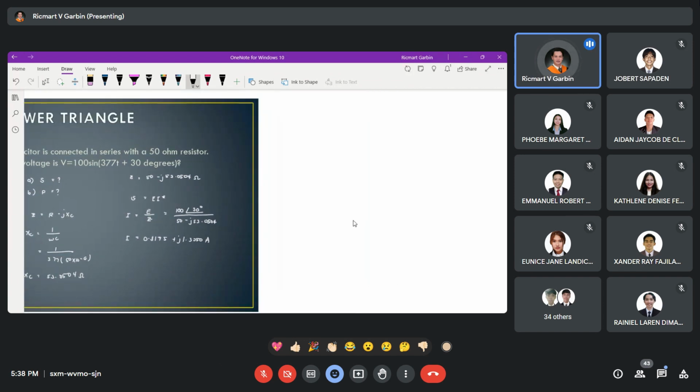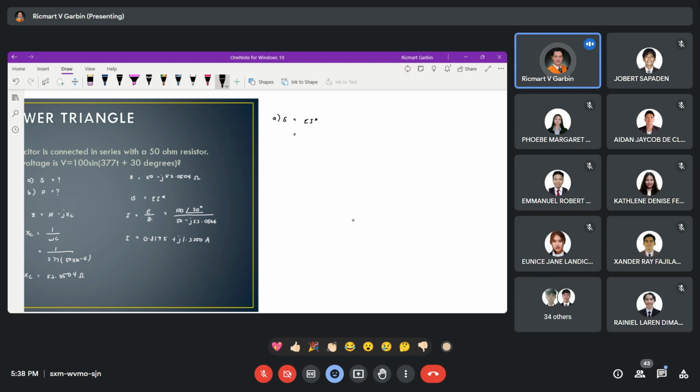Now, gagamitin natin ngayon itong formula ng ating apparent power. To solve for the apparent power, that is E I conjugate. Pag kina-conjugate natin, ang iniiba lang natin is yung sign ng ating imaginary component, o kaya naman kung angle ang pinag-uusapan natin, i-negate lang natin yung angle, or babaliktarin natin yung kanyang sign.